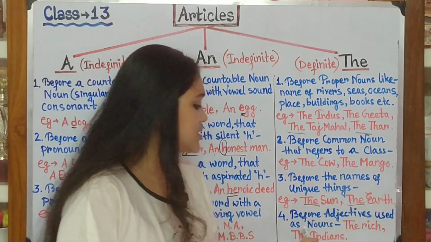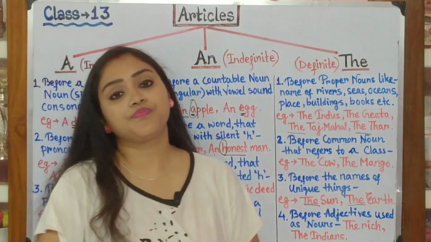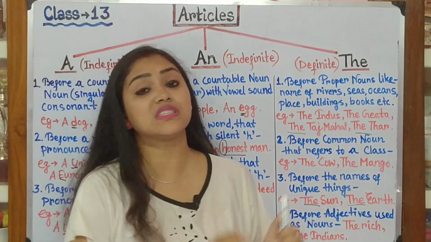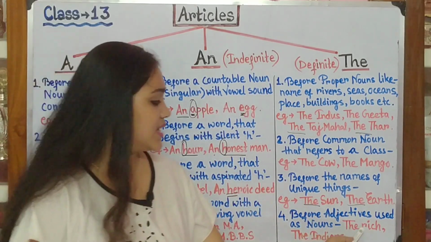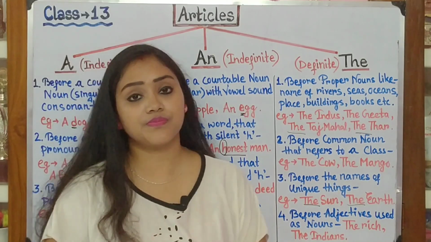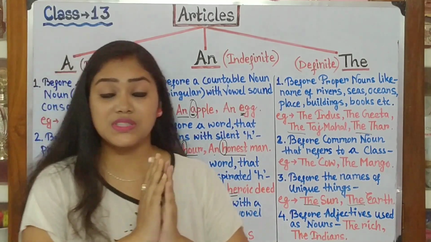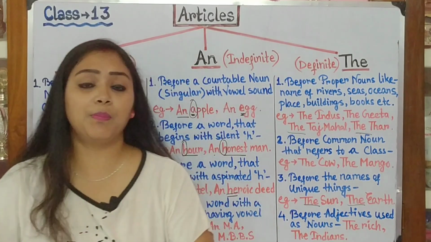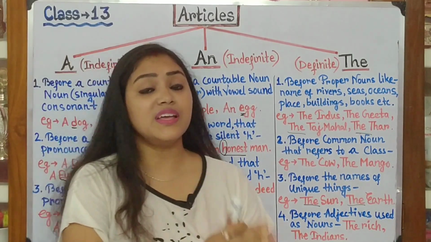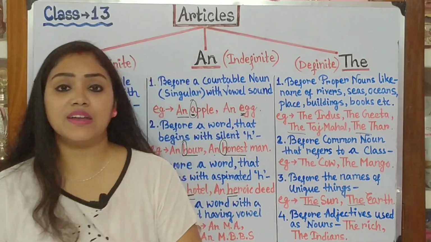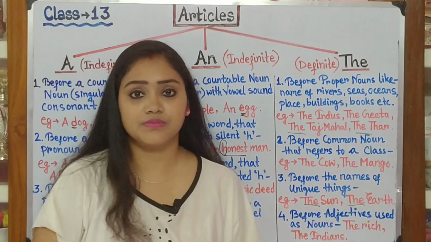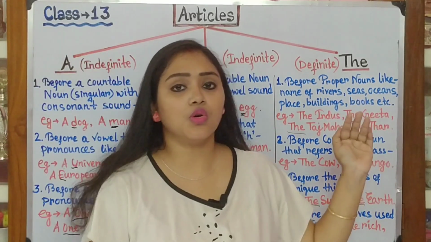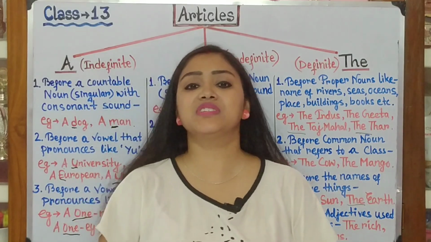Next, rule number 4. Before adjectives used as nouns. So when an adjective is used as a noun, in such case we can use the. For example, you can say the rich, the Indians. If you say a sentence like, the rich are not always happy. Here, rich is more used like a noun than an adjective. So in such case we can use the. Okay. So these are some general ways of using the.